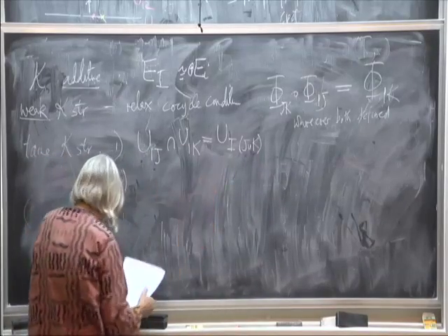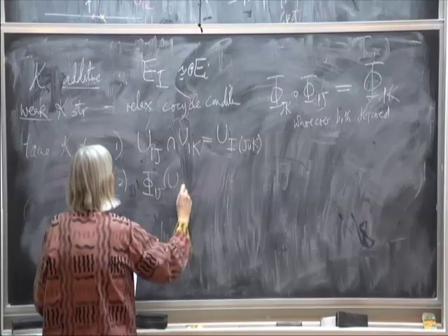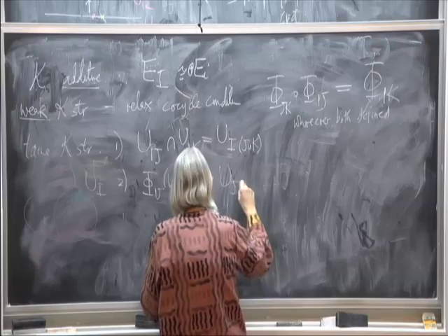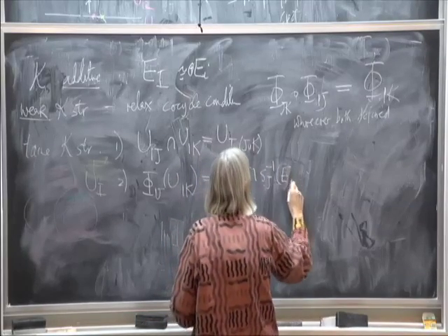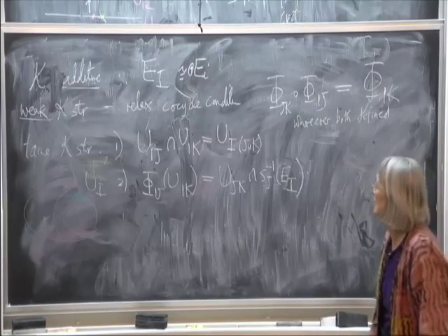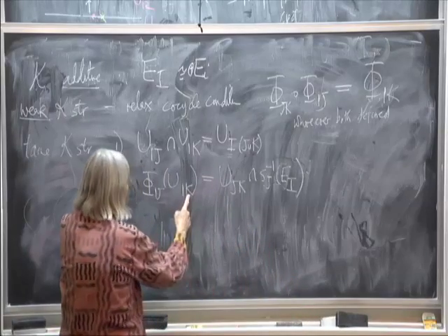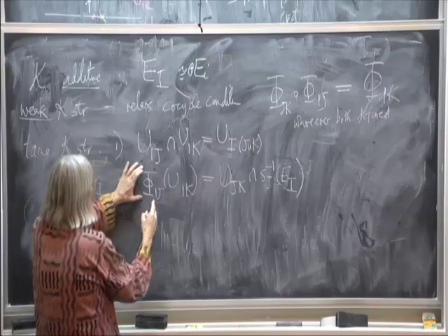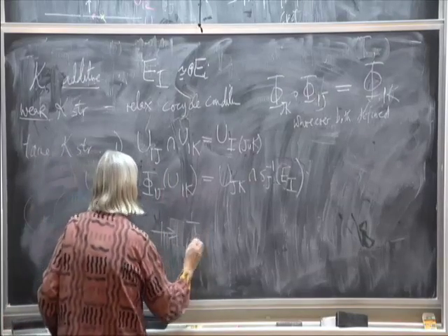These are actually equal. And the second condition is that phi_ij of U_ik is equal to U_jk intersect S inverse of the J-th image, and this is telling you something about the image. We're saying, suppose this is a transition map which goes from I to J.